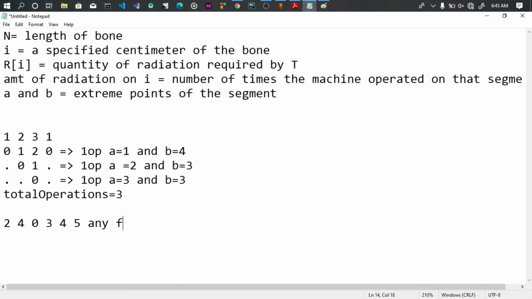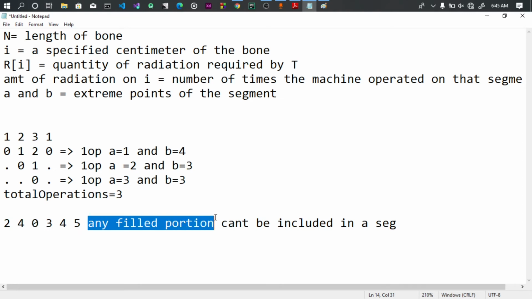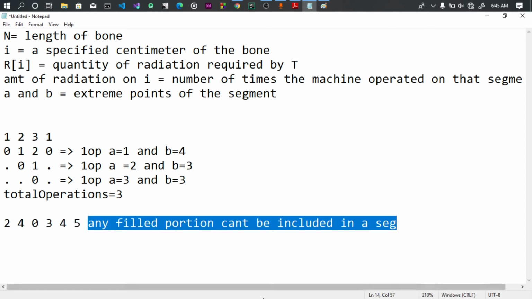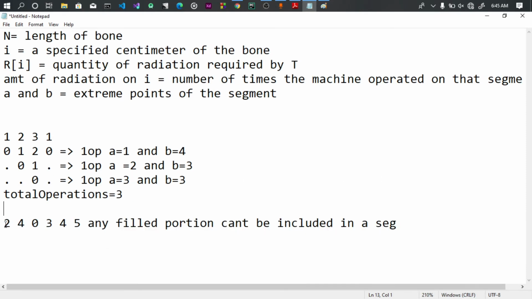Any filled portion can't be included in a segment. So since we know that any portion that is filled, since this is 0, it doesn't have any holes again, so we can't include it into a segment, but we have to find the maximum number of segments and fill it up. So basically what we're going to do now is we're going to take these 2 portions into consideration as a separate segment and take these 3 into consideration as a separate segment.